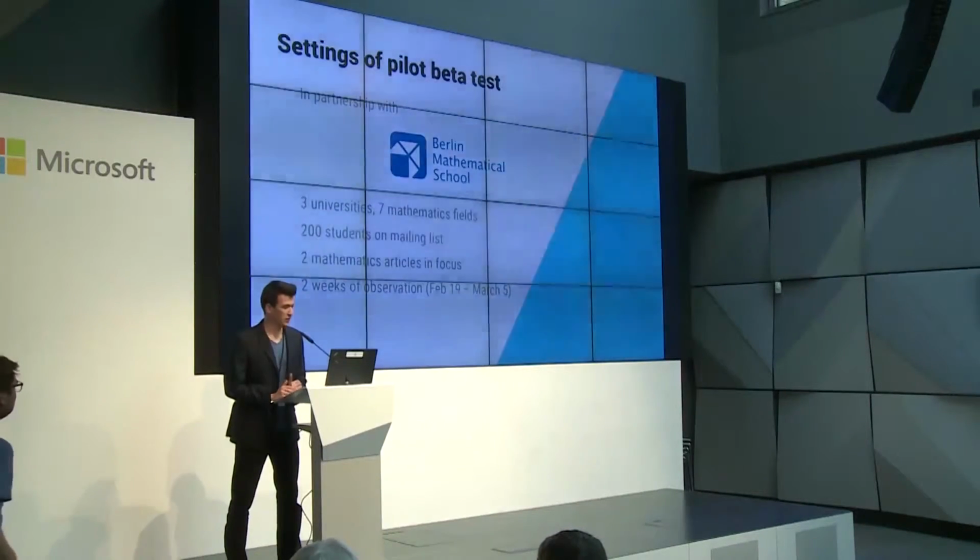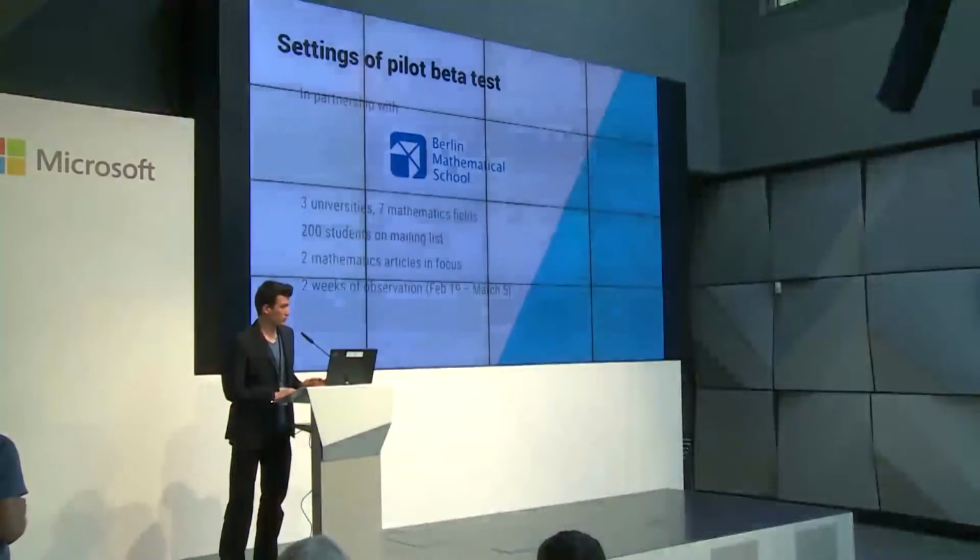What were the settings of the pilot beta test? The Berlin Medical School is something like a network between the three biggest universities in Berlin. There are approximately 7 thematic fields that are represented.